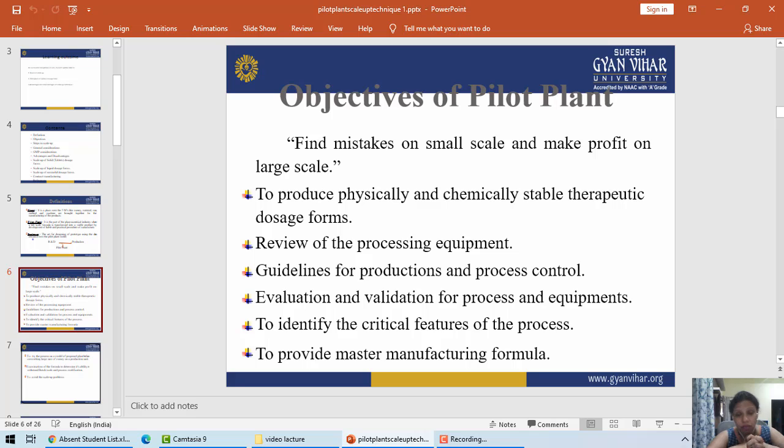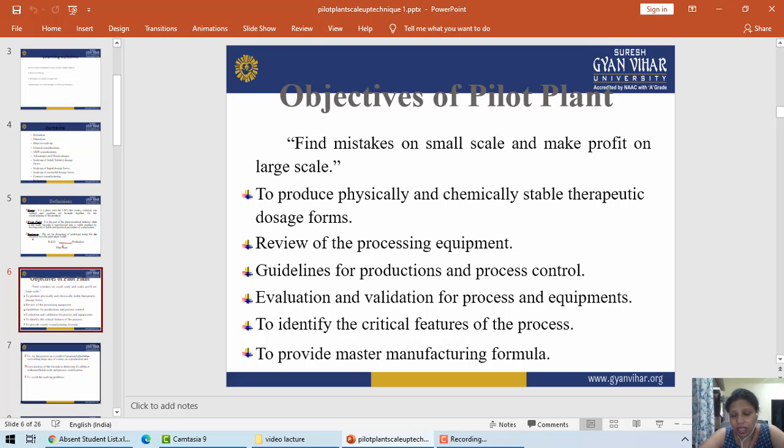We have to review the equipment which we are using. As we have discussed, on the small scale we use a very small tablet compression machine, whereas in large scale manufacturing we use a big capacity manufacturing machine. In between, in the pilot plant we use the middle type of equipment. So the review of the processing equipment is also an objective of pilot plant scale up. Next is guidance for production and process control.